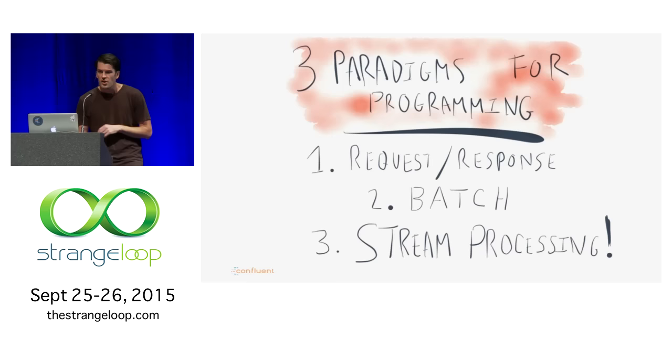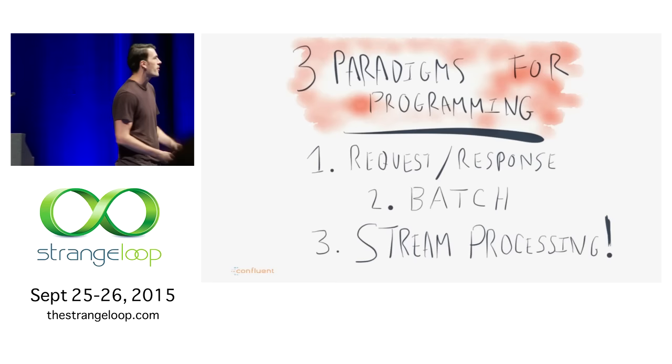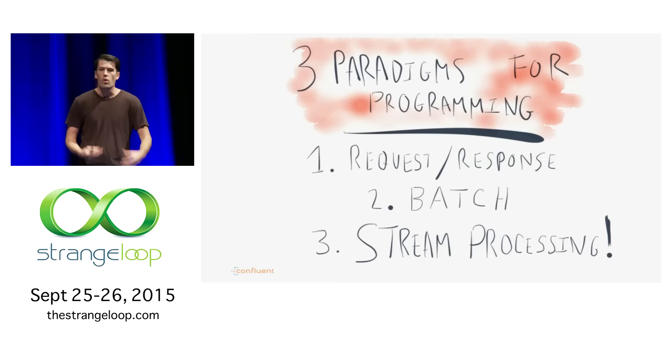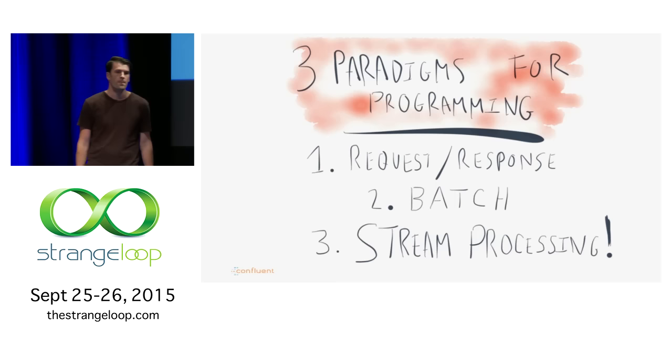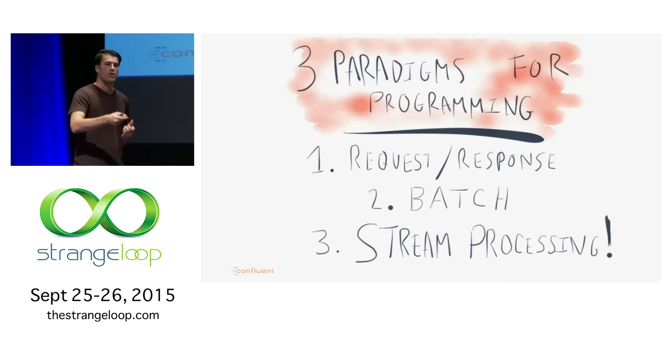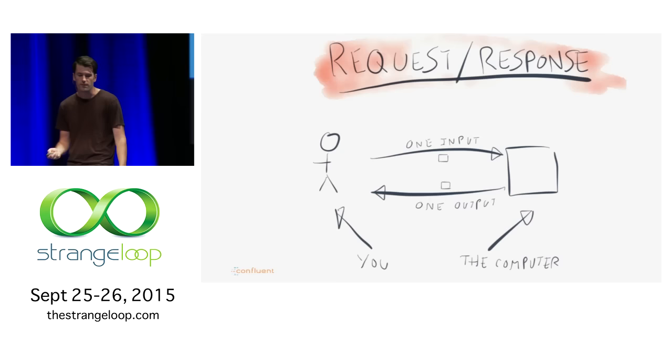The way I think of it is there's really three paradigms for computer programming. Of course, there's lots of ways to slice up computer programming by different types of programming languages or whatever. But one that I think is a pretty good way to slice up the pie is by how you get your input and how you produce your output. The systems that most of us probably work on are request-response systems. You get a request, you give a response. People are probably also familiar with batch computation. And stream processing is kind of a third thing. I'll talk about each of these real briefly.